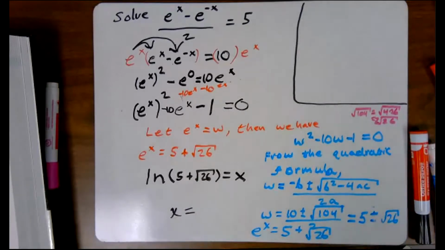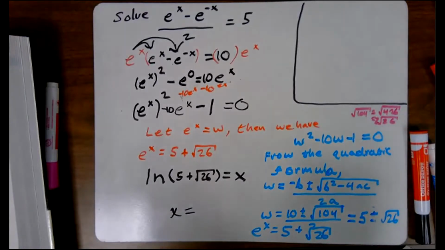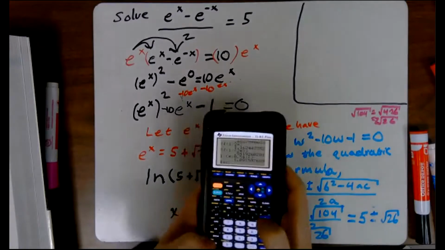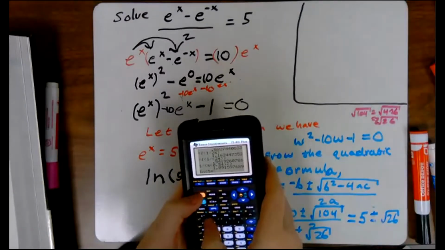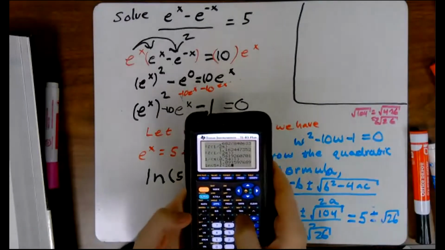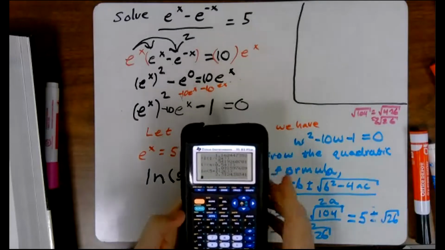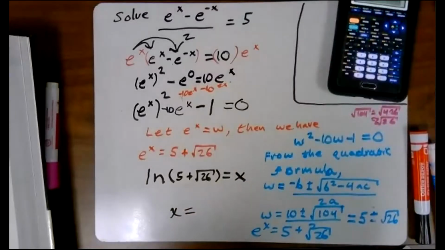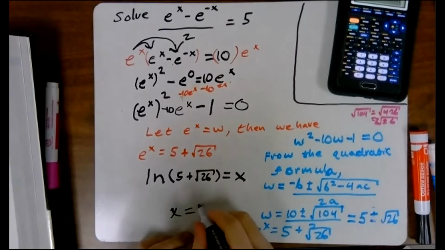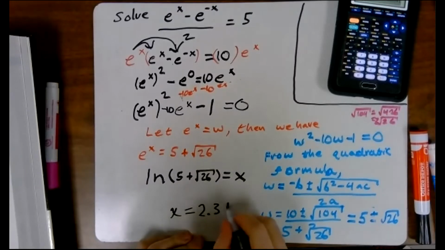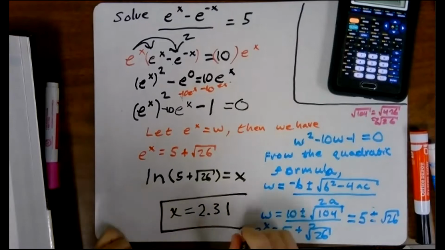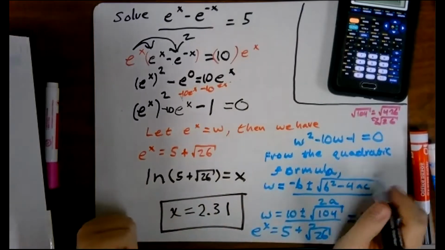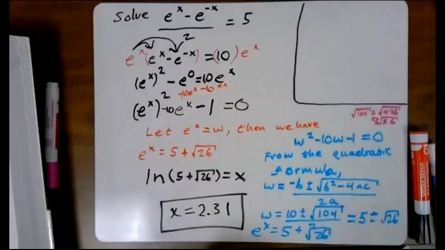All right then. So stick that number in a calculator. Natural log of 5 plus the square root of 26. And we get 2.31. We did it. Yay!